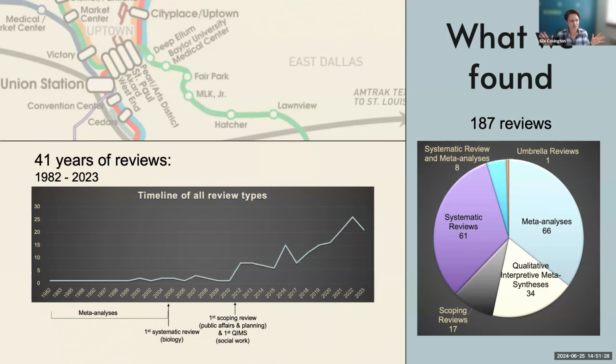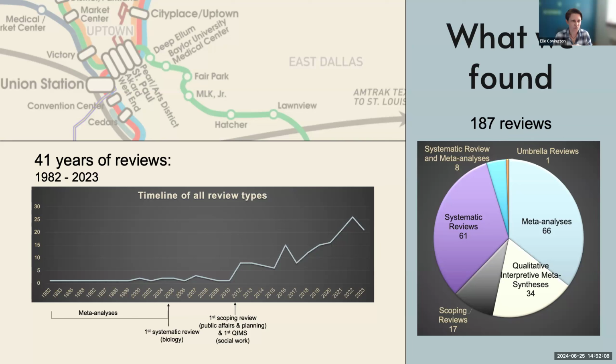So here's what we learned. We learned that evidence synthesis has been going on at UTA since 1982, 41 years. So we're a little bit behind in the library supporting this. Interestingly, our first meta-analysis in 1982 was in the field of education, and then we had meta-analyses in a lot of different areas. Our first systematic review was in 2005 in biology, and then things really started to take off in 2012. 2012 was the year that the first scoping review was published from UTA, and the first qualitative interpretive metasynthesis.